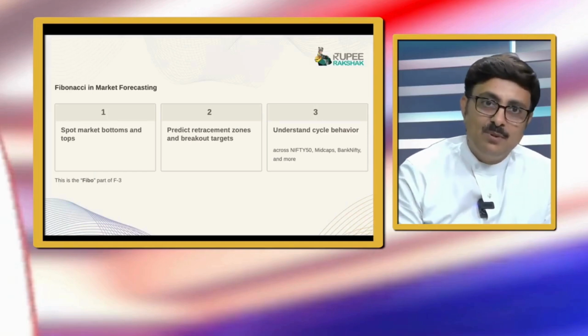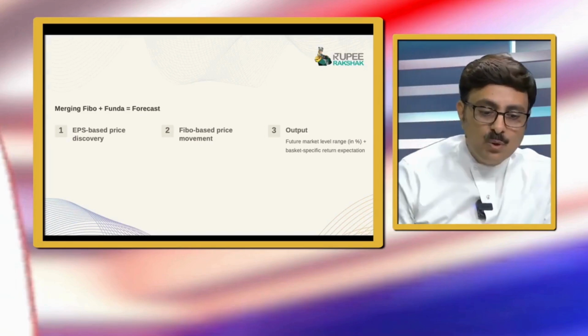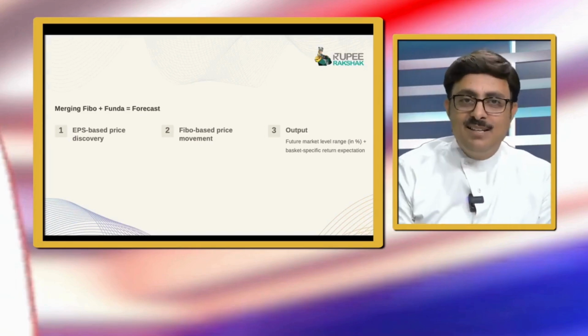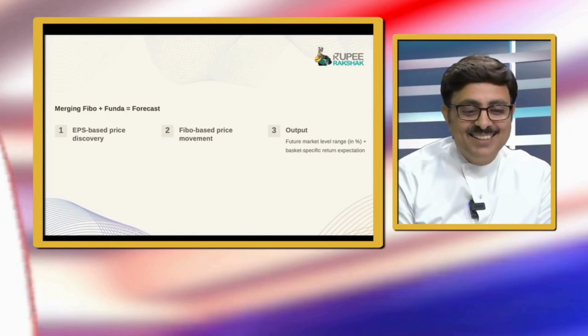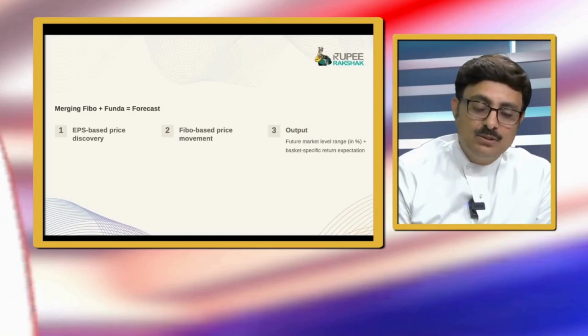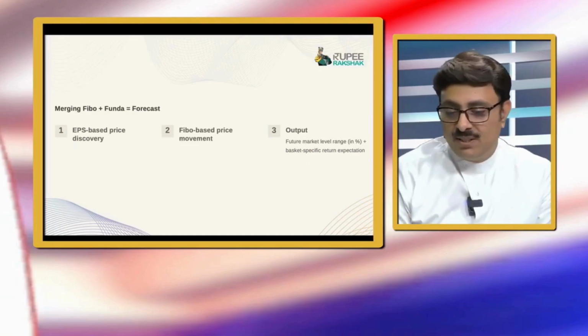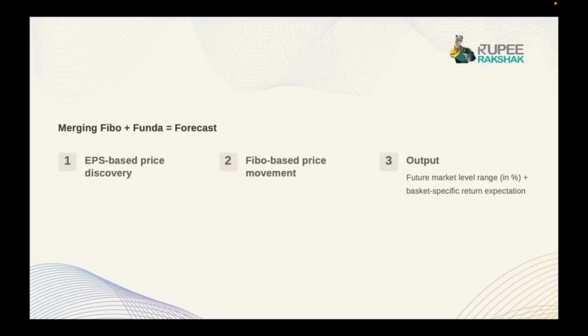So I explained the fundamentals with earnings per share, and now the technical part is with the Fibonacci level. So what does our system do? The merging of both Fibo and funda is our forecast. What we do here is EPS-based price discovery. Second is the Fibo-based price movement, and the output is the future market level, range in percentage, plus specific basket return expectation.